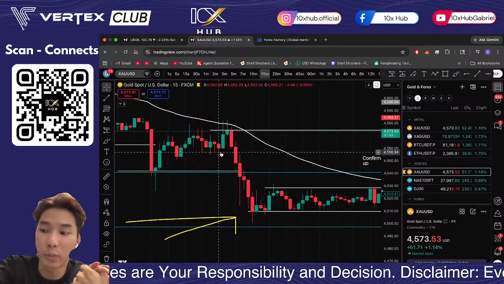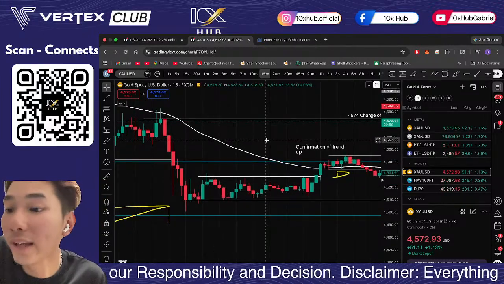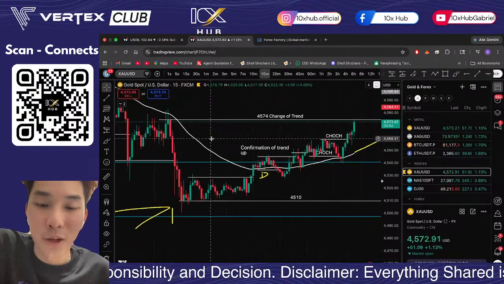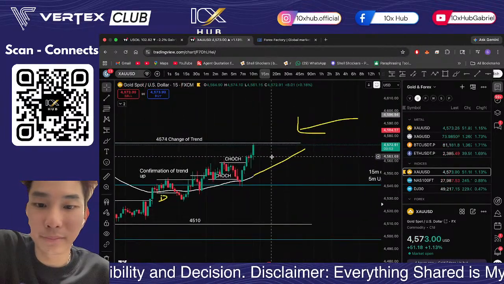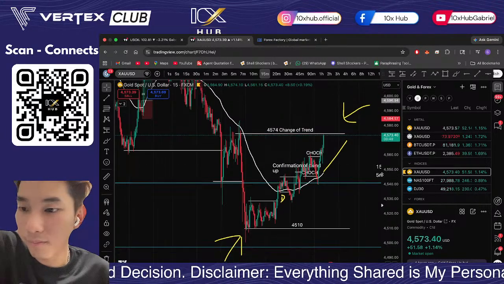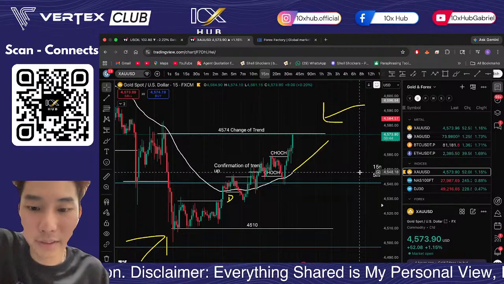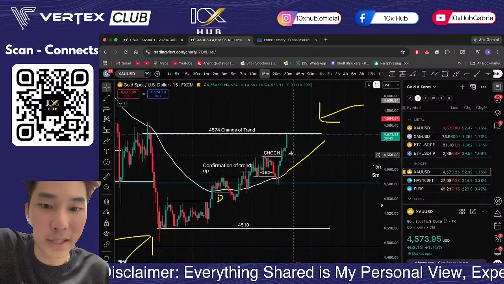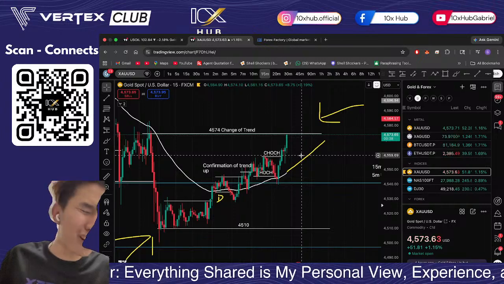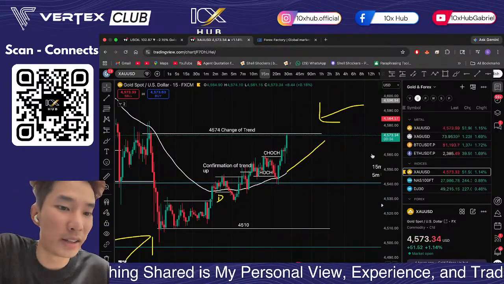Including the wick, alright? The whole candle. Basically it's the whole candle. Alright? Okay, so let's wait. I think this one will happen around 10 o'clock, I would say. 10 or 11 o'clock.